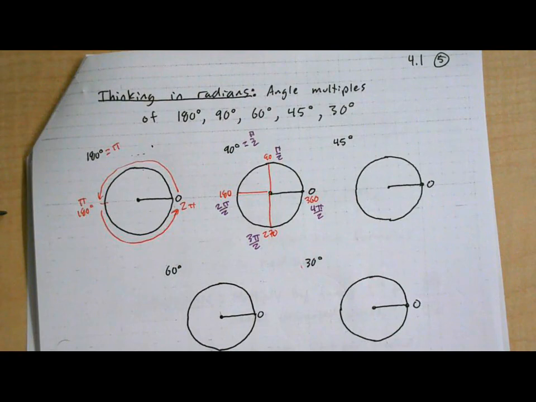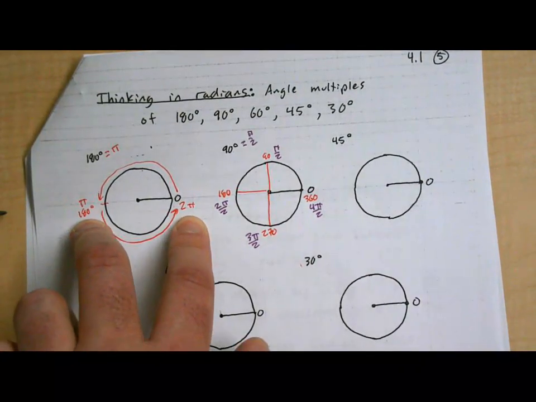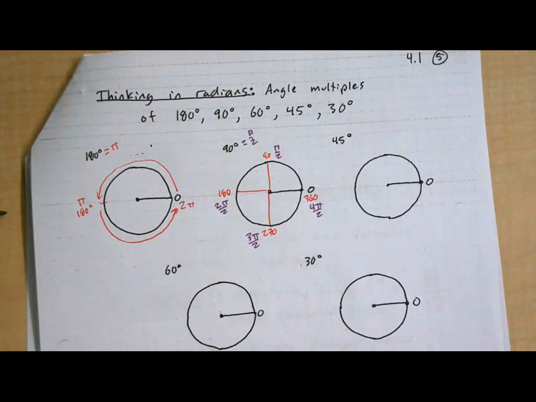Now, I would never write 2 pi over 2. 2 pi over 2 is just pi. And I would never write 4 pi over 2. That's 2 pi. We've already got those on here. So some of these are going to simplify. But it really is just a counting game. You're just counting around the circle.